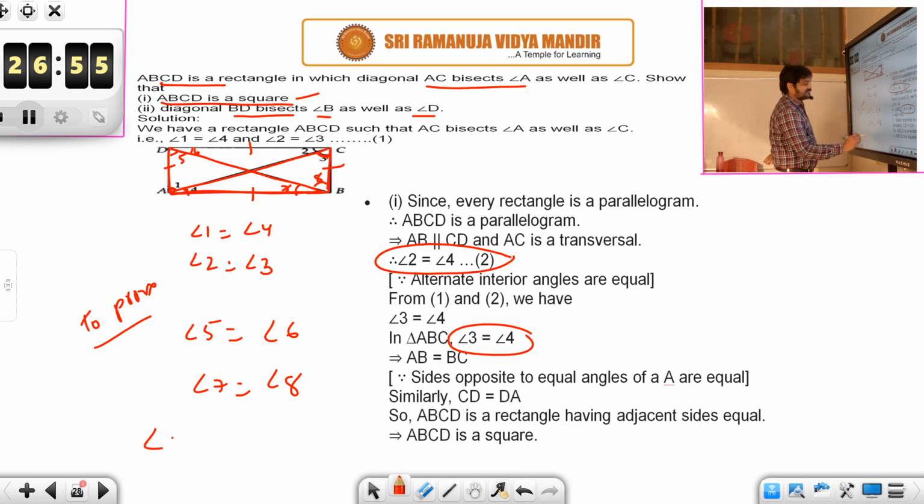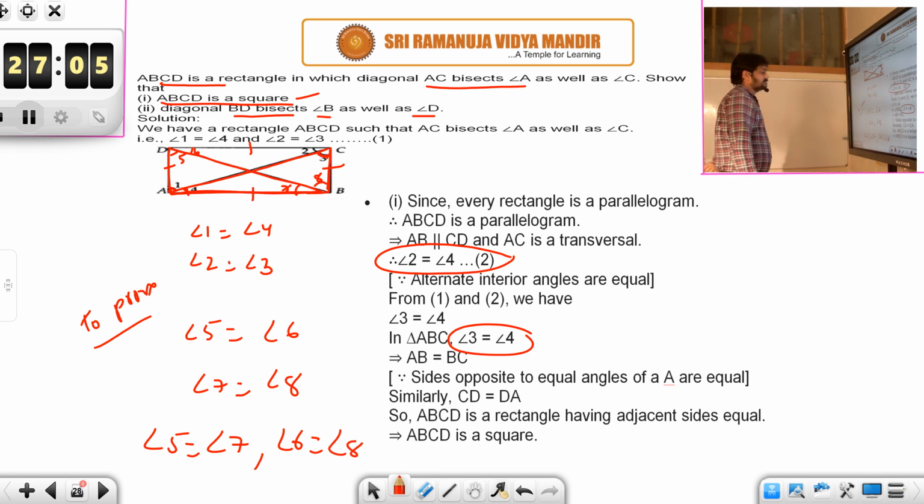So, you could say that angle 5 is equal to angle 7, right? And also you could say that angle 6 is equal to angle 8, isn't it? Angle 6 is equal to angle 8. And then, now what you will do is, consider these two triangles. Consider triangle DAO and COB.